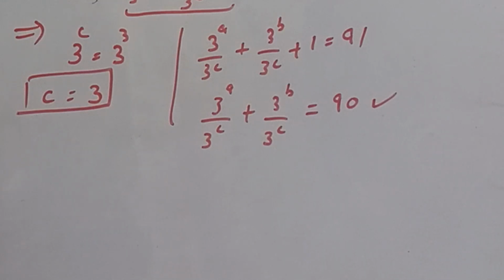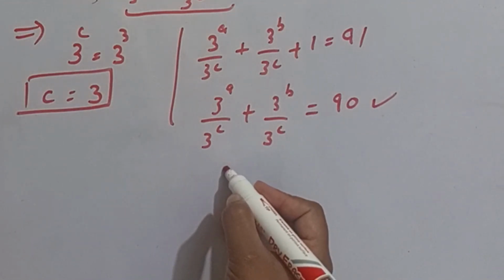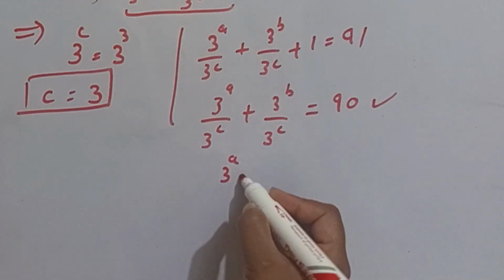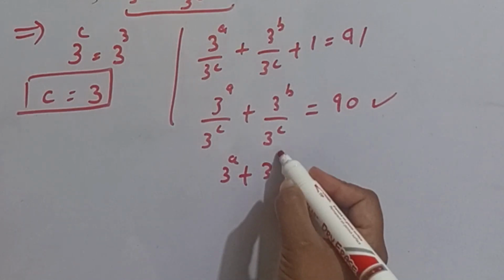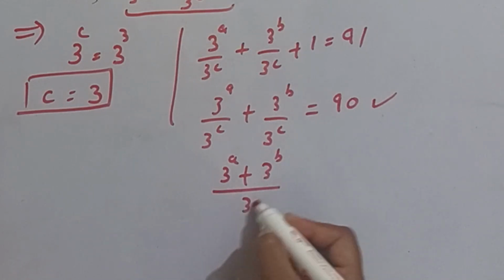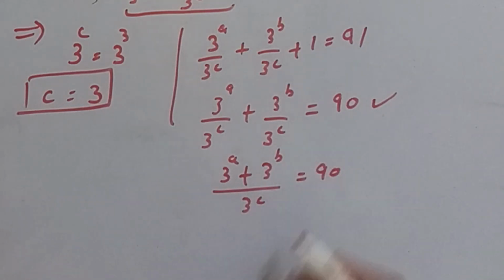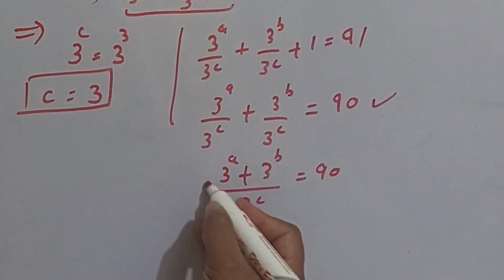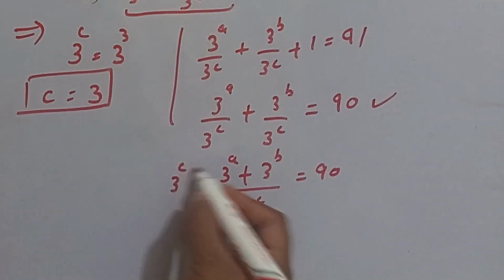Now in the next step, we write this as (3^a + 3^b) over 3^c. This is equal to 90. And in the next step, we multiply this equation by 3^c on both sides.